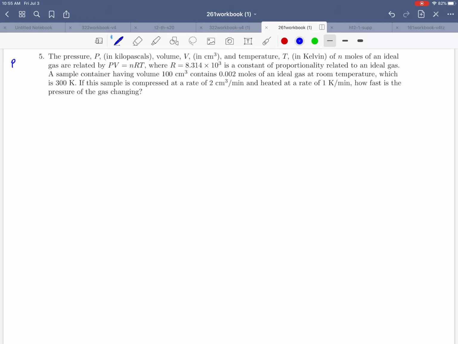Hello and welcome to exercise 5. We are looking at page 50 of the workbook here. And this is an example of an applied problem that involves the chain rule. Okay, so let's take a minute to read this problem together.